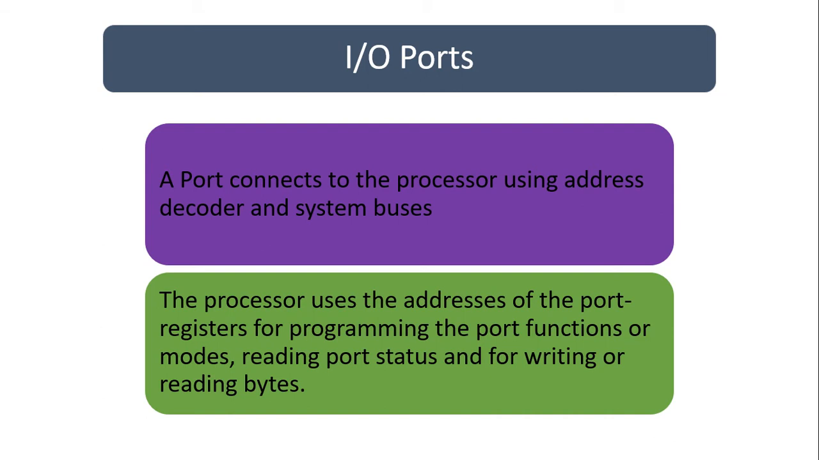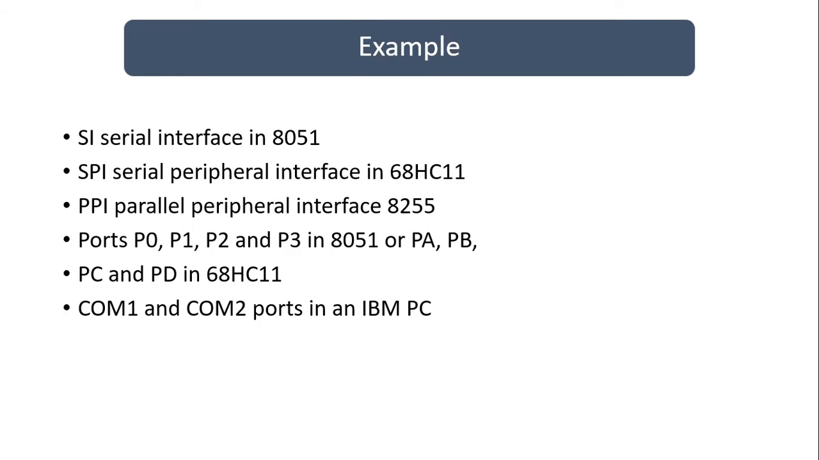The processor uses the address of the port register for programming, and the port functions or modes are reading the port status and writing or reading bytes. Examples of I/O ports are the serial interface in 8051, the serial peripheral interface in 68HC11, the parallel peripheral interface 8255, ports 0, 1, 2, 3 in 8051, which are termed PA, PB and PC and so on in 68HC11, and COM1 and COM2 ports in Intel IBM PCs.